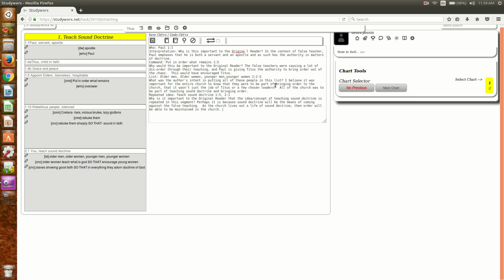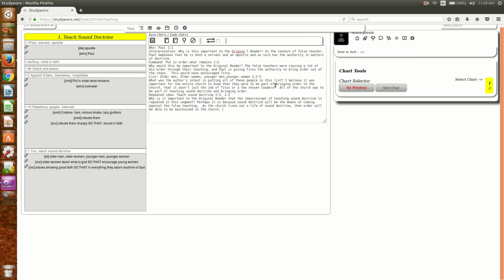Paul is emphasizing that he is both a servant and an apostle, and as such he has the authority in matters of doctrine. Remember, the false teachers have come there and they've caused a lot of chaos in the church. And Paul has given Titus the hard job of trying to bring order there. Also, the next outside observation that I thought was important was a command to put in order what remains.